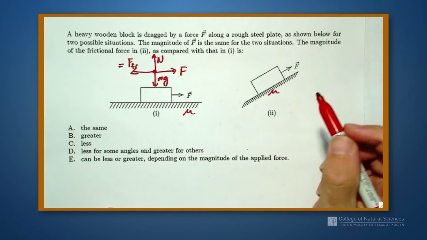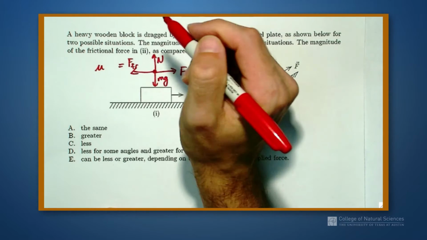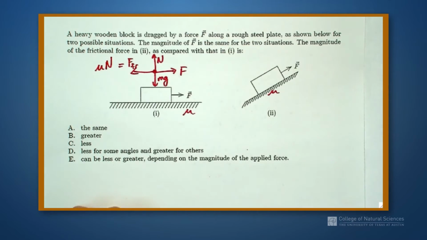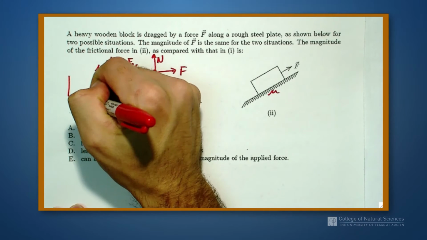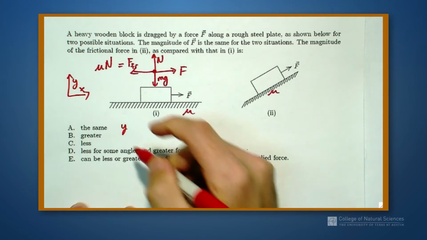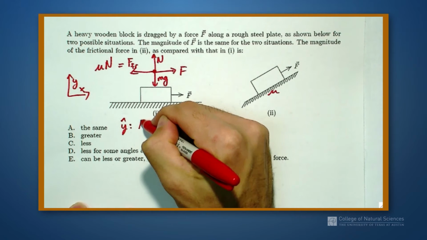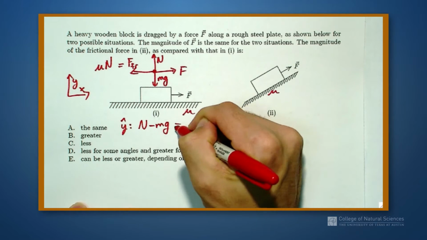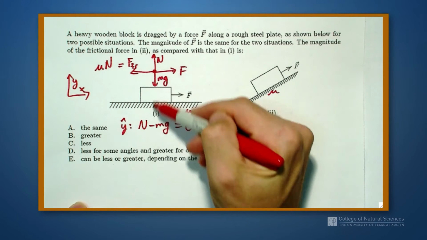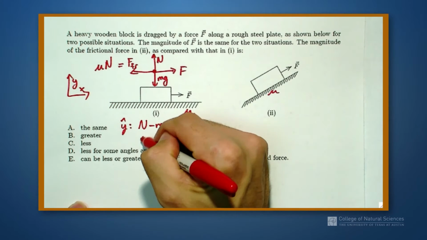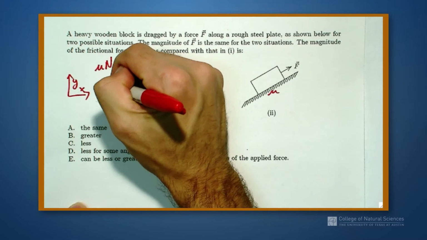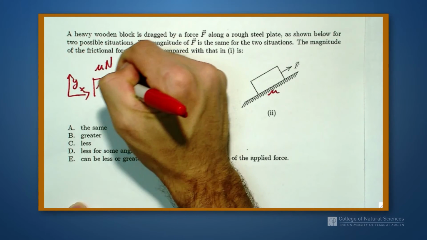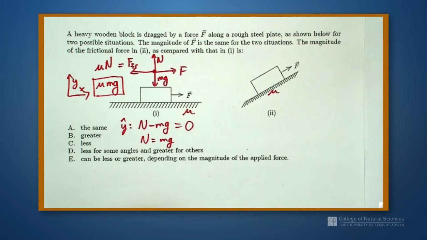I know that my friction force then is mu times my normal force. And I can see in this case that, using a standard coordinate system, because of the y direction, my normal force minus my weight force have to be equal to 0. It's not moving in the up and down direction, so my normal force is equal to my weight force, which means this is going to be mu mg. So my friction force for the first case is mu mg.